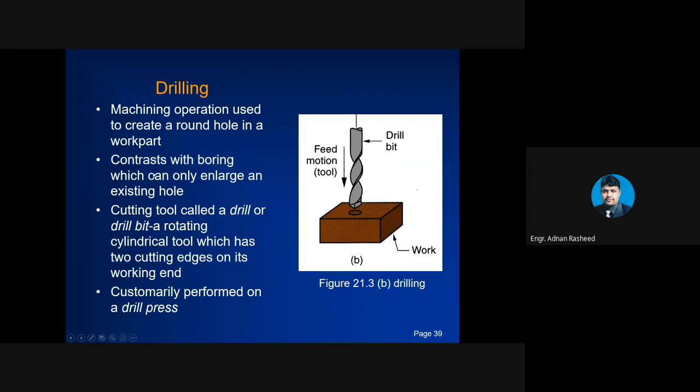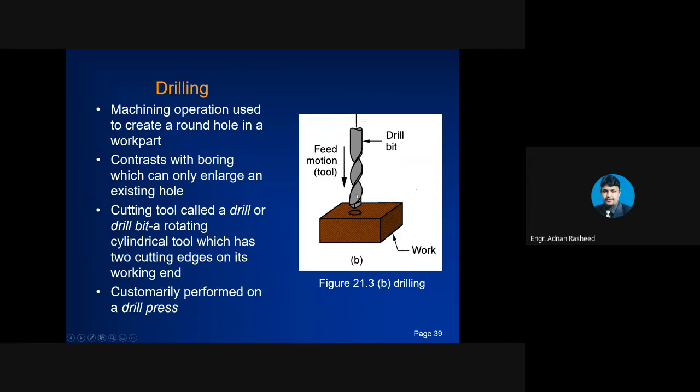In contrast with boring, I have already told you that the major difference between drilling and boring is that drilling is used to create a new hole, while boring is used to enlarge an existing hole. The drilling operation is performed with a cutting tool known as a drill or drill bit, a rotating cylindrical tool which has two cutting edges on its working end.